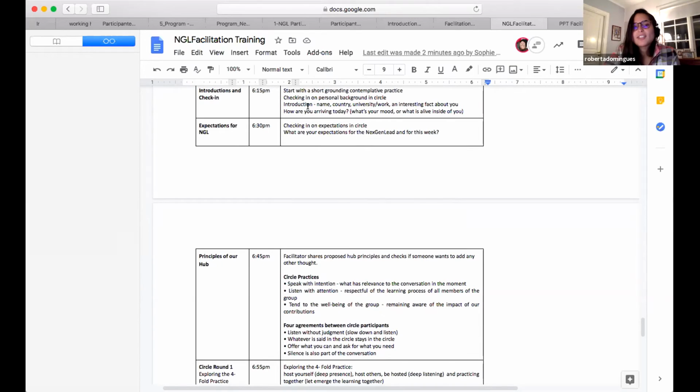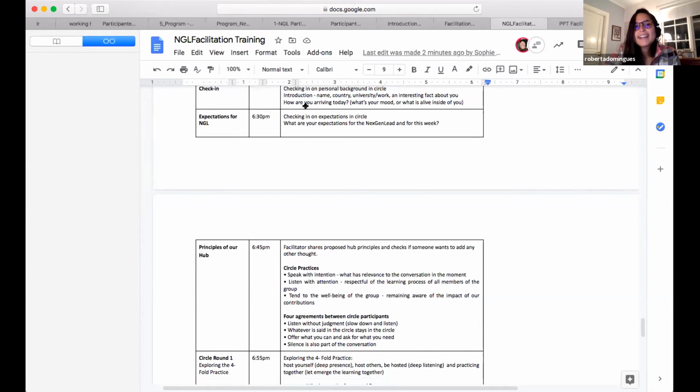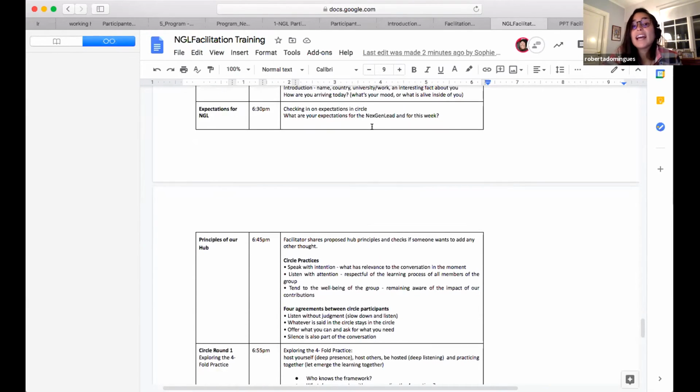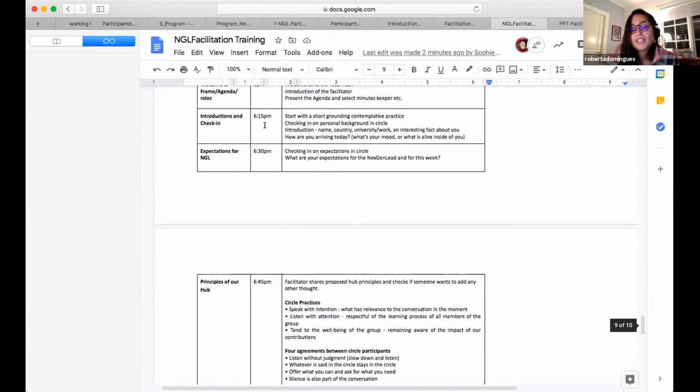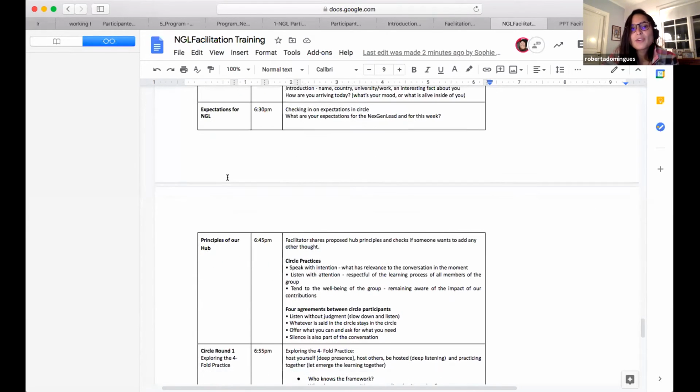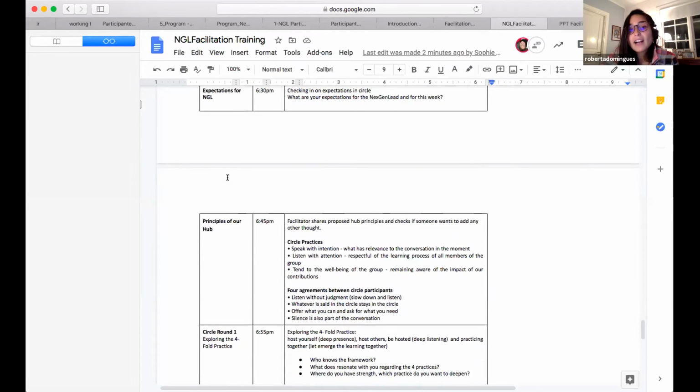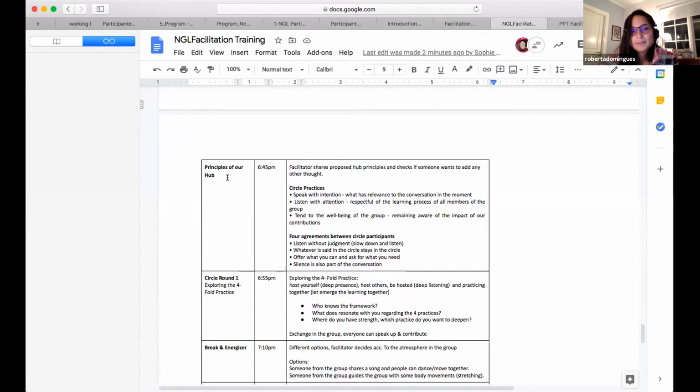And then we have our check-in, and you can share, for example, your name, your country, your university or work, an interesting fact about you or something funny. And also, how are you arriving today to the meeting? What's your mood? What's alive inside of you? And we thought the next thing in the meeting would be the expectations for the NexGenLead. So we can check in on what our expectations are for this week.